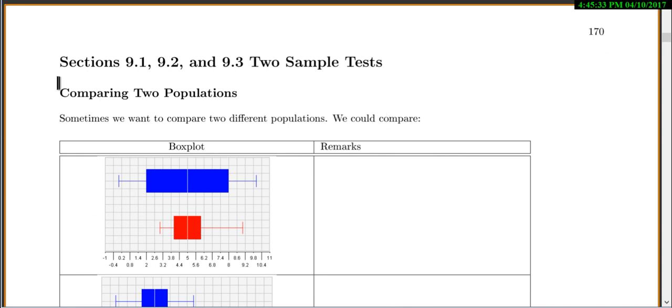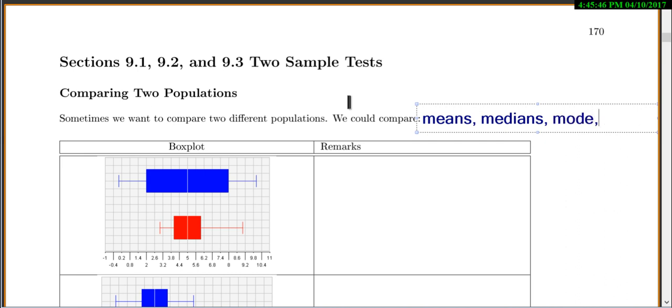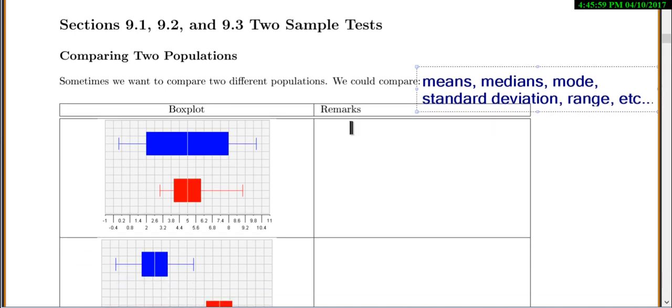Sometimes the whole reason behind comparing two samples is you want to compare two different populations. Things you might want to compare between two populations are the means, the medians, or maybe even the mode or the standard deviation. Maybe you compare the range, etc. So you can think of lots of things that you might want to compare between two populations.